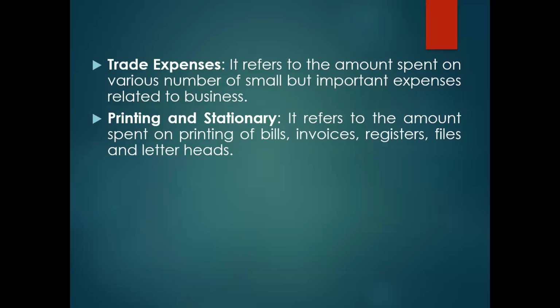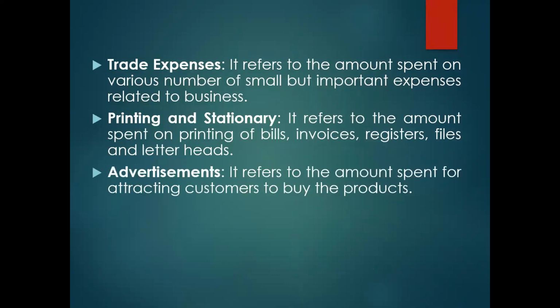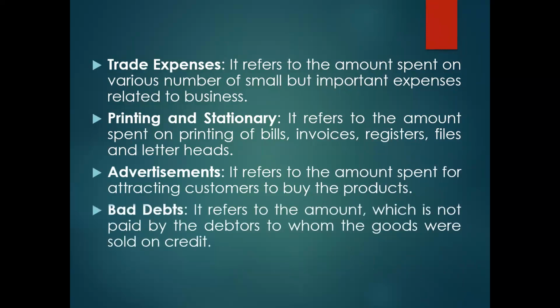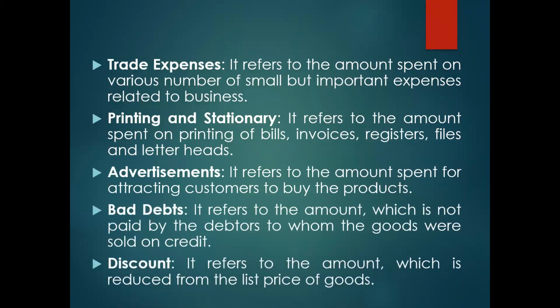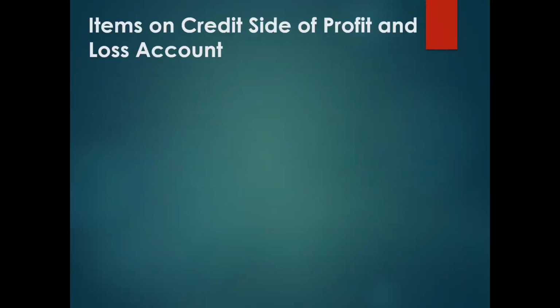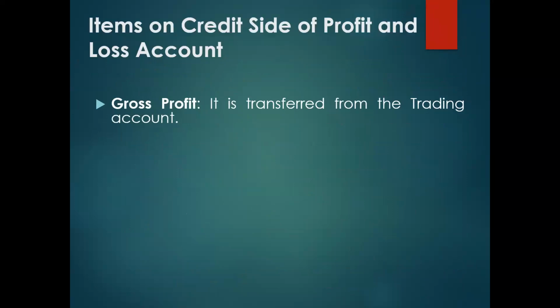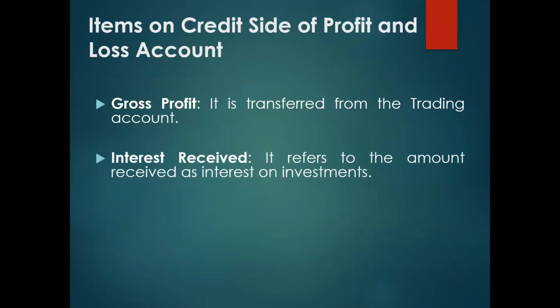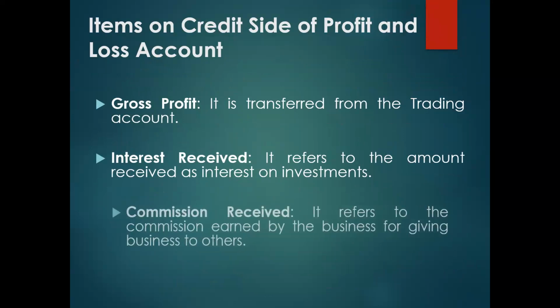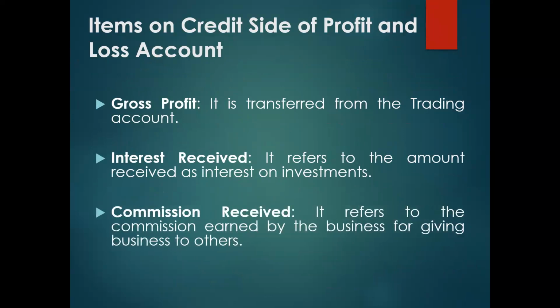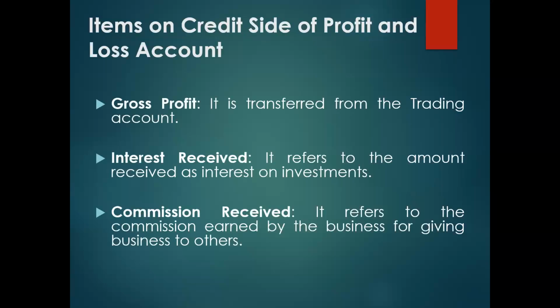And printing and stationery again is an expense to the company. And you have advertisements, an expense to the company, bad debts, an expense, and discount given to the customers or clients or buyers, which again is an expense. What comes on the credit side is gross profit, which is again transferred from the trading account, the interest received from bank deposits or from your client, and commission received from your supplier or vendor. These things come under the credit side of the profit and loss account.